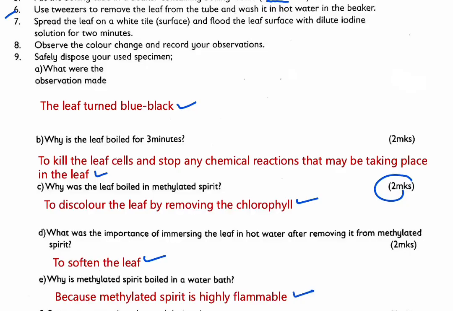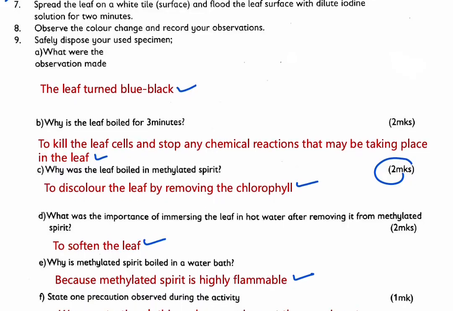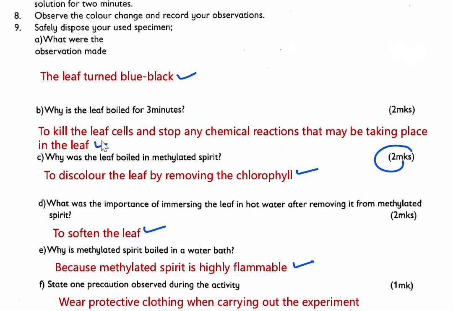Part F. State 1 precaution observed during the activity. We have so many precautions because we are dealing with fire and boiling, even hot liquids. So the precaution is to wear protective clothing when carrying out the experiment. So always ensure that you wear protective clothing. So we get 1 mark.